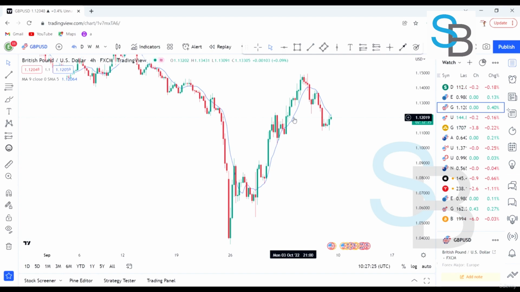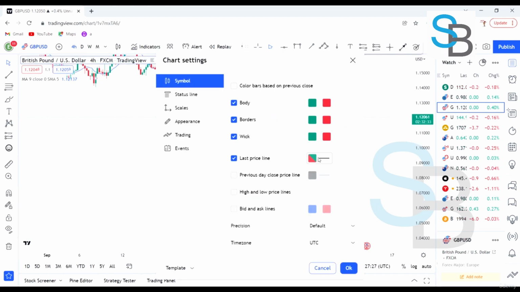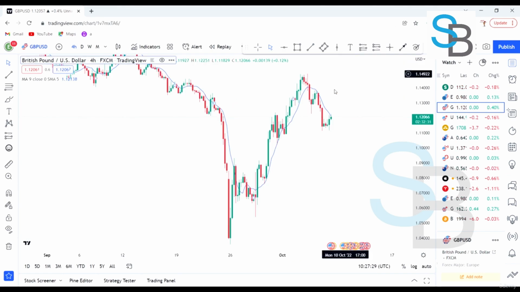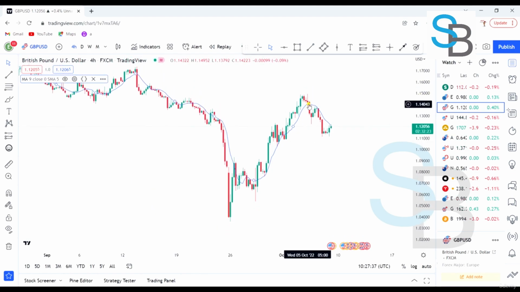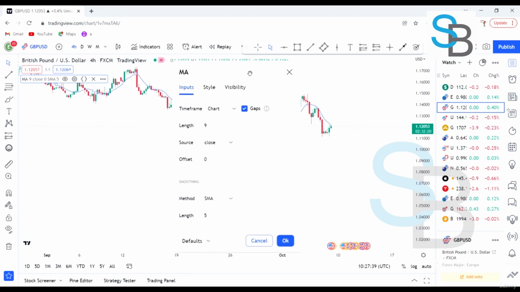Okay, so let's just click on this indicator. Double click on the indicator to bring out the options of the indicator. Okay, these are the options for the moving average indicator. Now here you can see time frame set to chart, so it means it's going to show the indicator based on the time frame we are looking at, okay, based on the particular chart we are looking at.